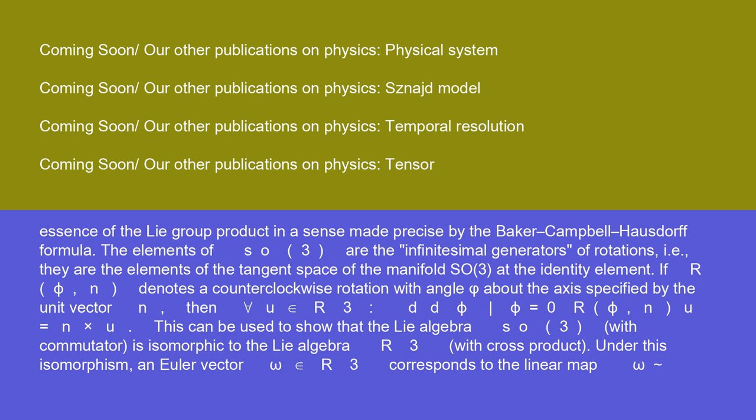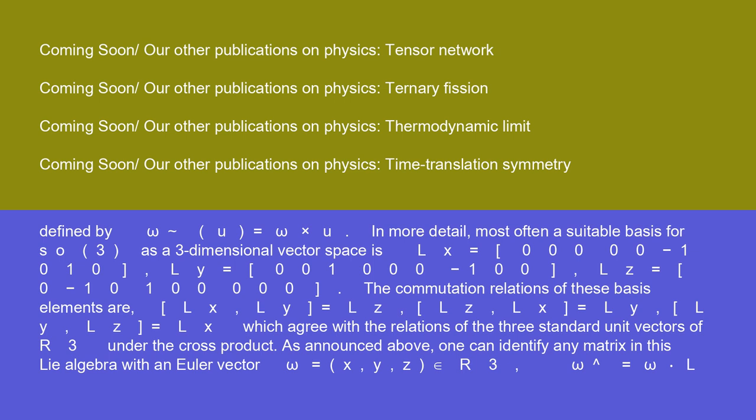If R(φ, n) denotes a counterclockwise rotation with angle φ about the axis specified by the unit vector n, then for all u an element of R3, d/dφ at φ = 0 of R(φ, n)u equals n × u. This can be used to show that the Lie algebra so(3), with commutator, is isomorphic to the Lie algebra R3, with cross product. Under this isomorphism, an Euler vector ω, an element of R3, corresponds to the linear map ω̂ defined by ω̂u equals ω × u.